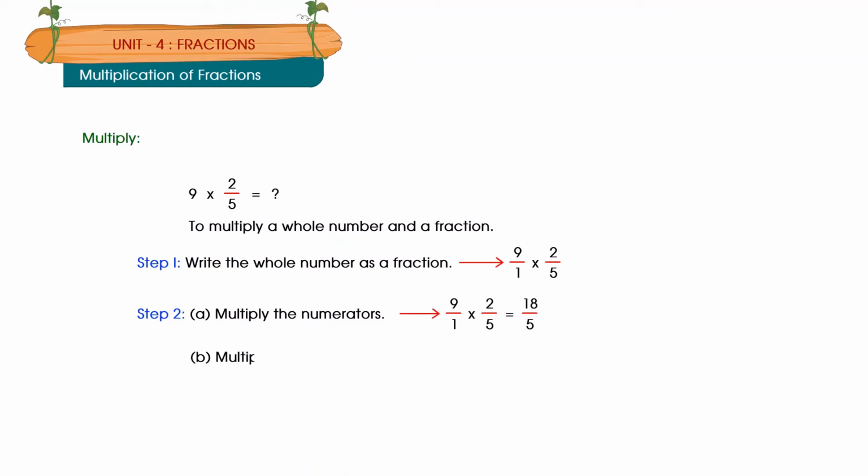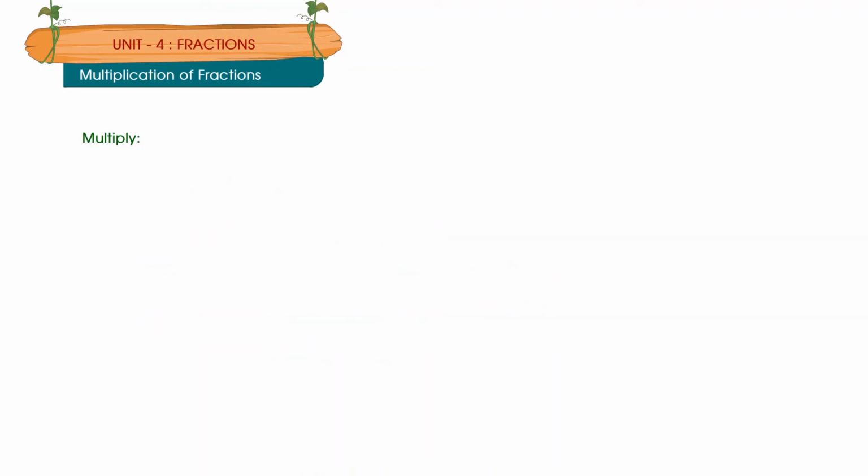B. Multiply the denominators. 1 into 5 is equal to 5. 18/5. Step 3. Simplify. 18/5 is equal to 3 3/5. B. 5/9 into 0 is equal to how much?